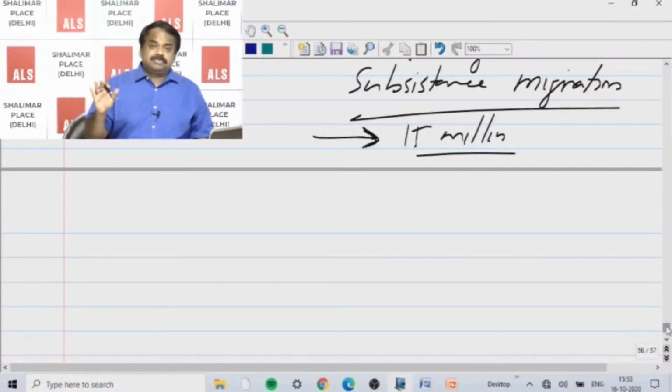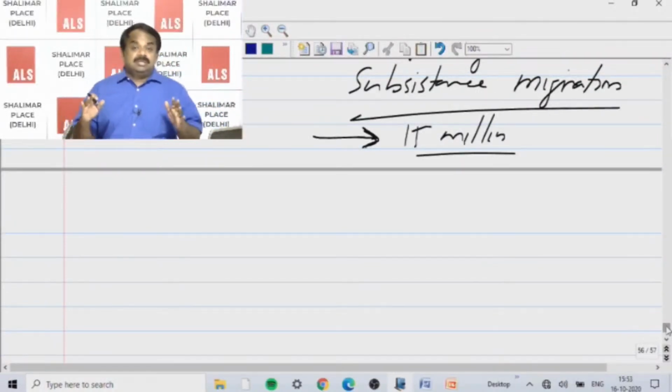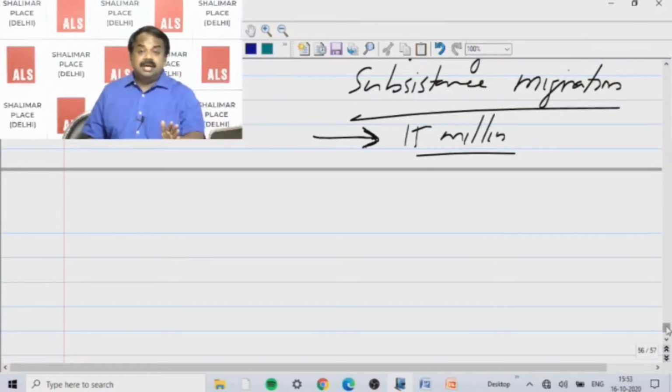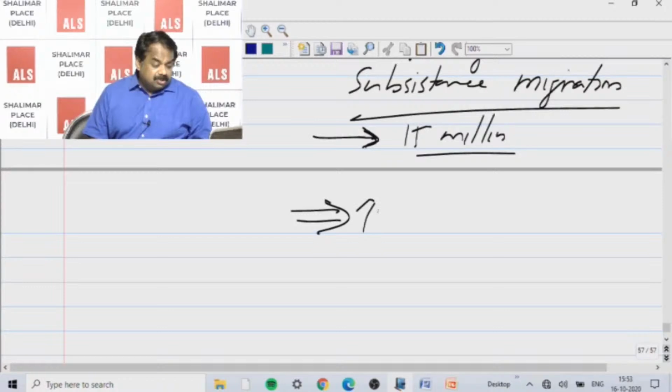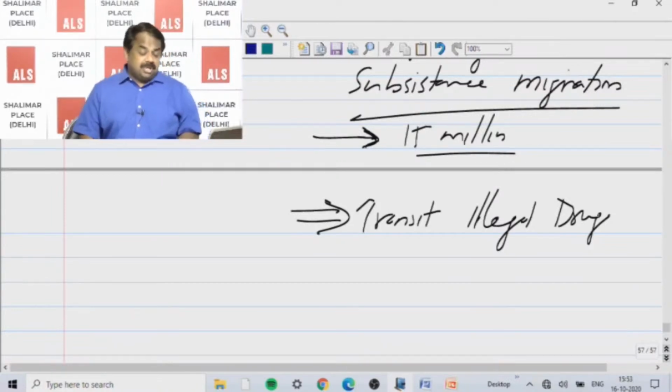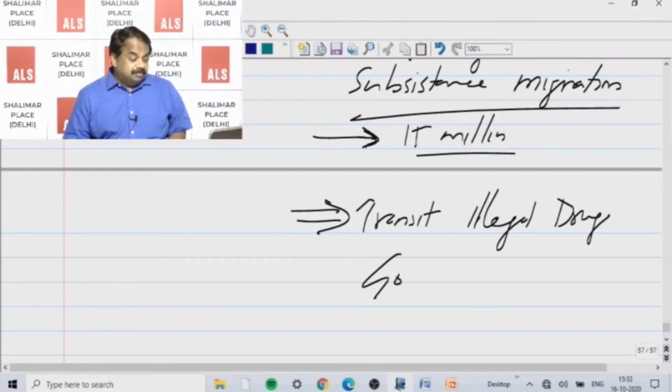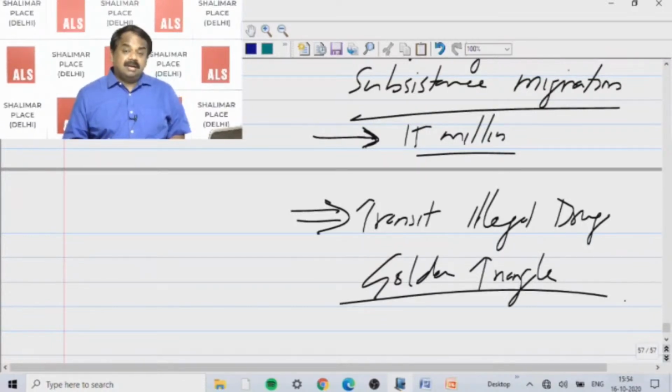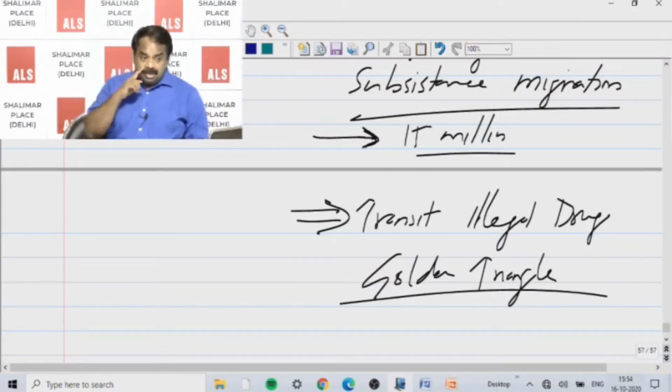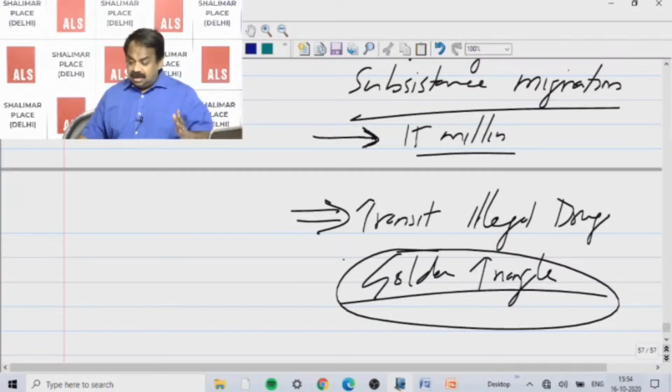But it is mostly subsistence migration. There may not be any threat to internal security, but subsistence migration, illegal migration, is definitely there. Then this open border is also a transit for illegal drugs, the illegal drug trade, especially from the Golden Triangle entering India. I mean the Myanmar, Thailand, Cambodia, Laos region, that Golden Triangle, illegal drugs entering India.